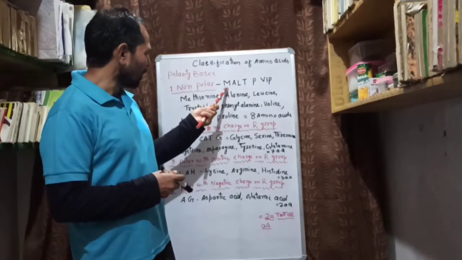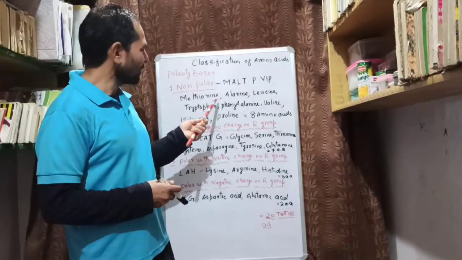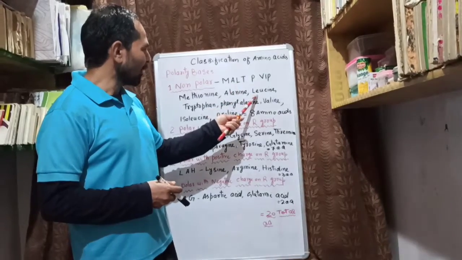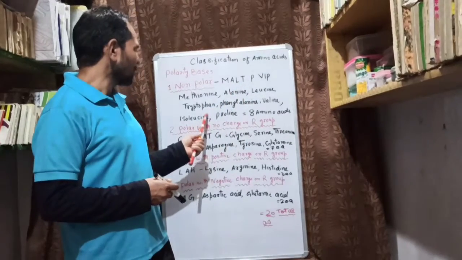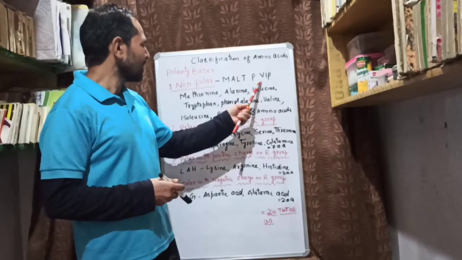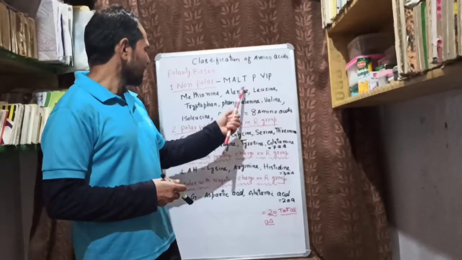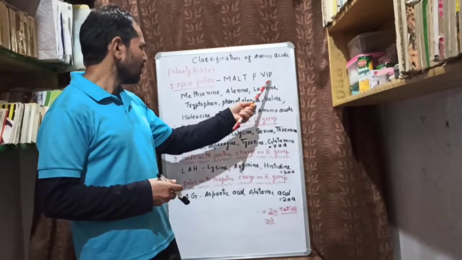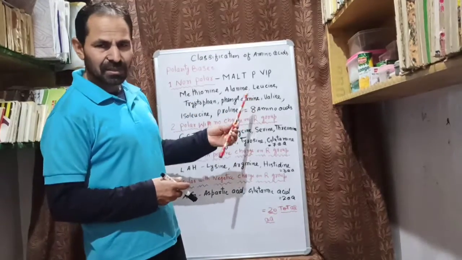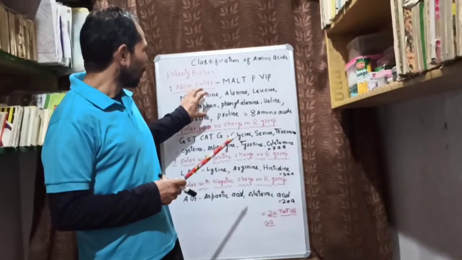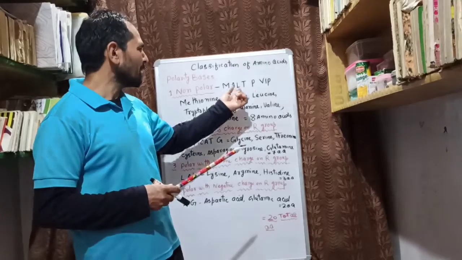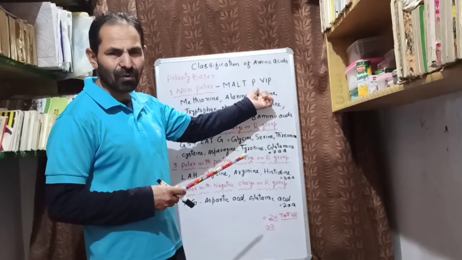When we expand this, M stands for methionine, A stands for alanine, L stands for leucine, T stands for tryptophan, P stands for phenylalanine, V stands for valine, I stands for isoleucine, P stands for proline. So these are these 8 amino acids. They fall in the category of non-polar amino acids. So by remembering a formula, MALT PVIP, a simple formula.